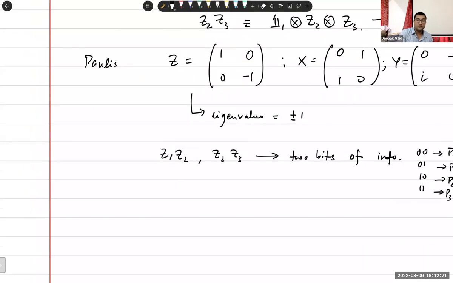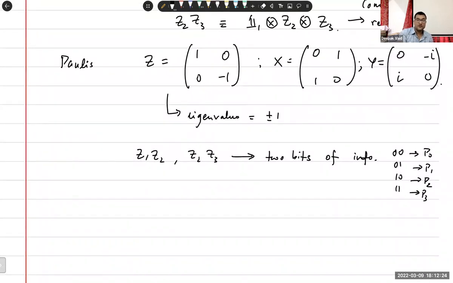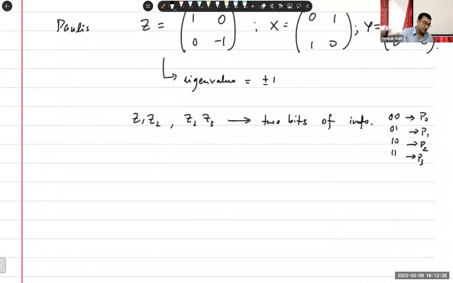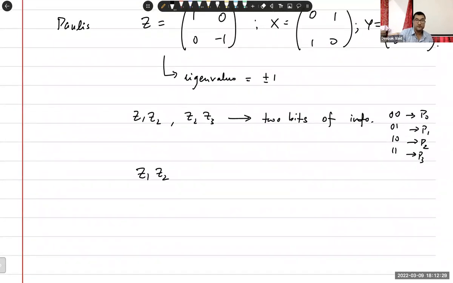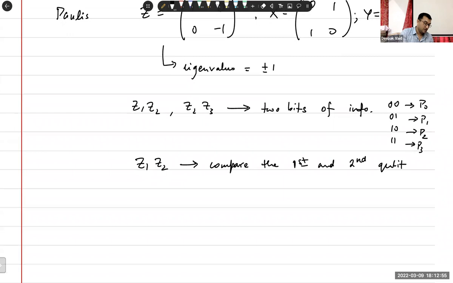Now, this first measurement, Z1 and Z2, what is it? Why are we doing it? What does it tell us physically? It basically says that what we're doing is comparing the first and second qubit, okay, to see if they are the same or not. Why is that the case?